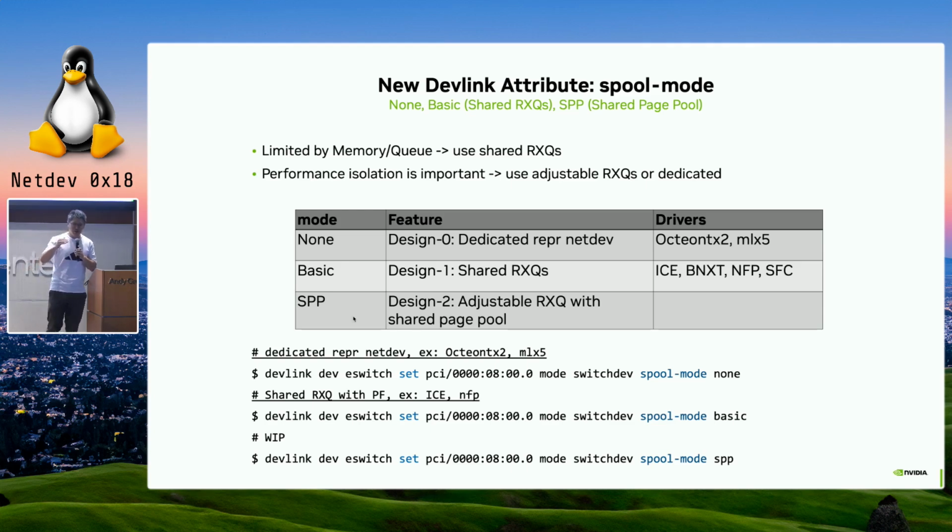So this table summarizes the current state. For example, the dedicated representative Netdev right now is used by the Marvell driver and also the mlx5 driver. The basic model, which has shared RxQ, is used by ice, Broadcom, nfp and sfc. And the new design, we haven't implemented yet.